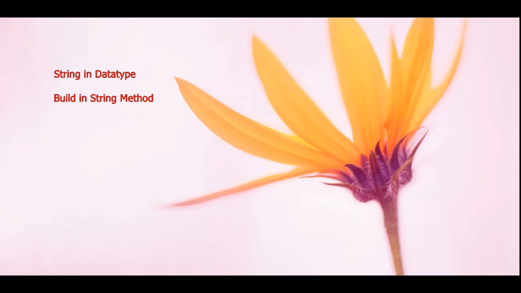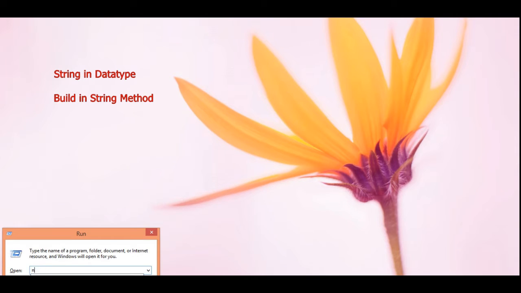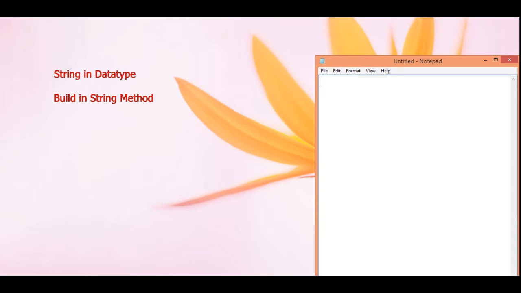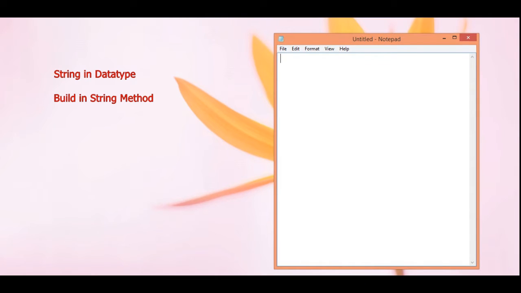I'll just show you what I'm going to show. First I open a notepad so that you can easily follow what I'm going to tell you. The first method is capitalize. The word capitalize itself gives you the meaning: capital. The word must be in a capital. I'll show you how it works in a program.